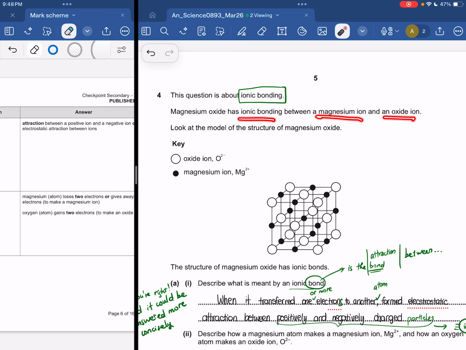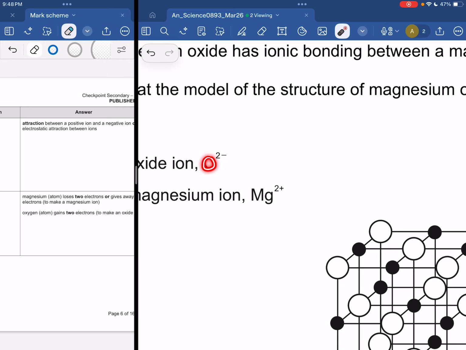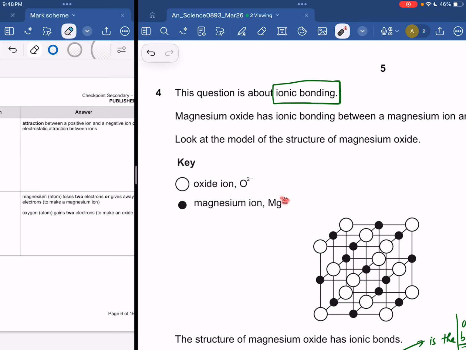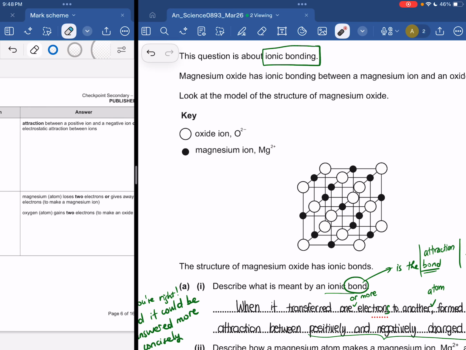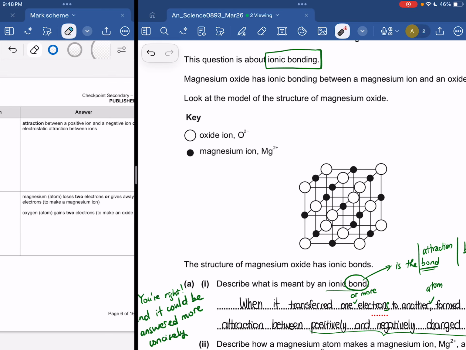an oxide ion. Then we have these circles: the white, bigger one is the oxide ion, and the black one here is the magnesium ion. If you pay attention, you can see this is oxygen 2 minus, with the minus after the number 2, and magnesium is 2 plus, with the plus after the 2. It just shows the charge that each ion has right now. And this is the structure.